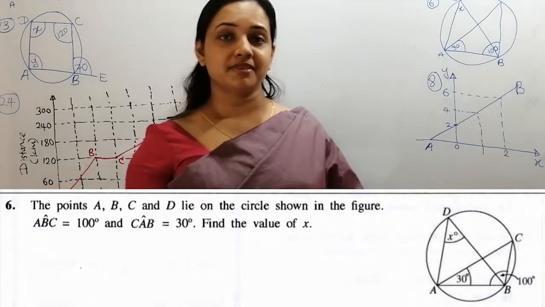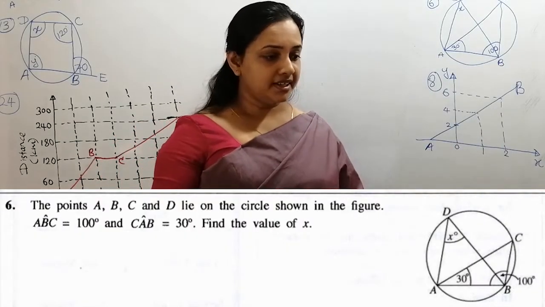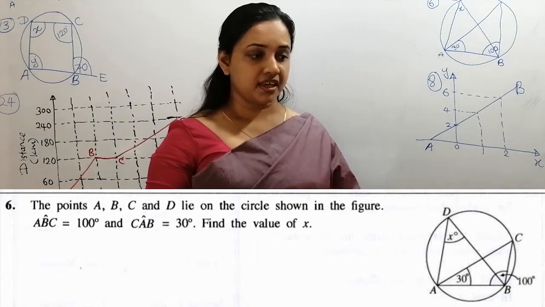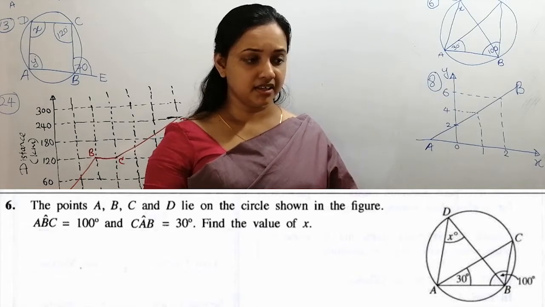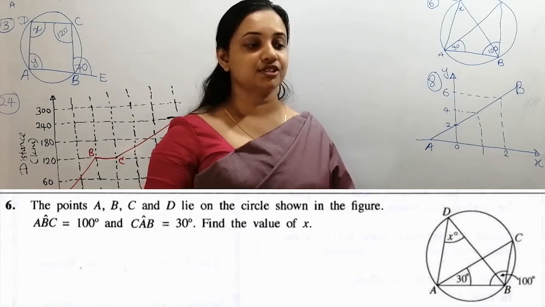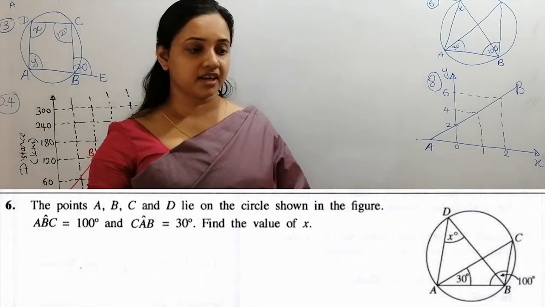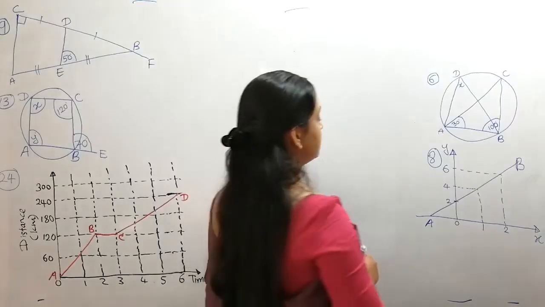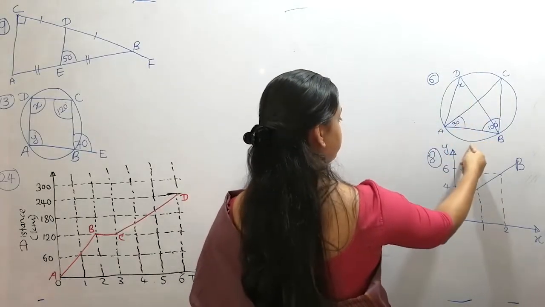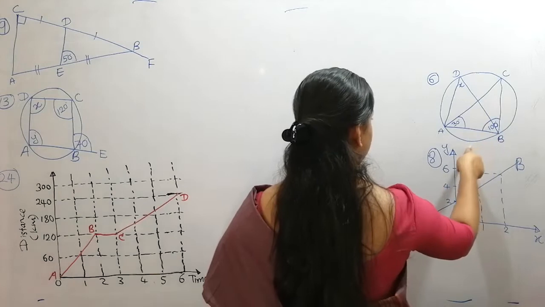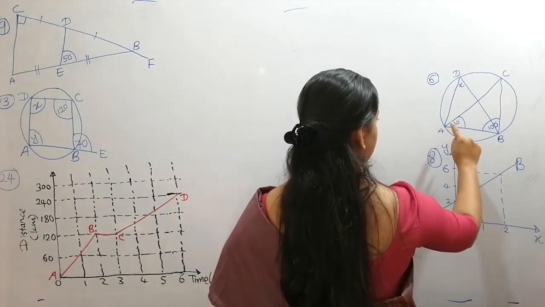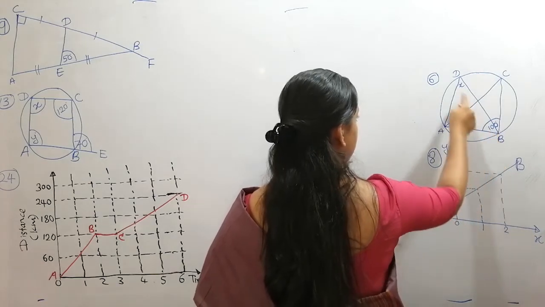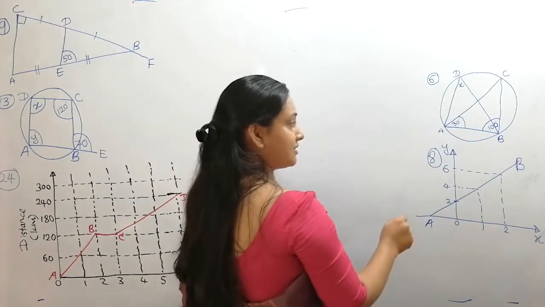Then look at question number 6. The points A, B, C and D lie on the circle shown in the figure. Angle ABC equals 100 degrees and angle CAB equals 30 degrees. Find the value of x. In question number 6, this figure is given. This is a circle, and this angle is 30 degrees and this angle ABC is 100 degrees, and we have to find the value of x.